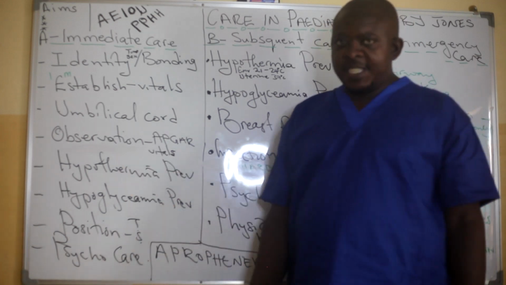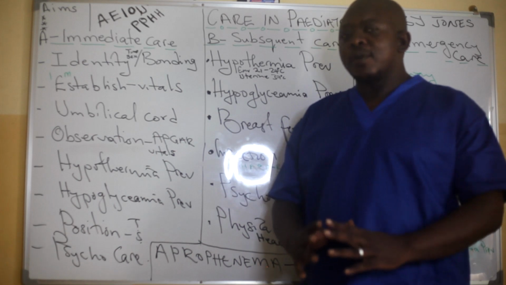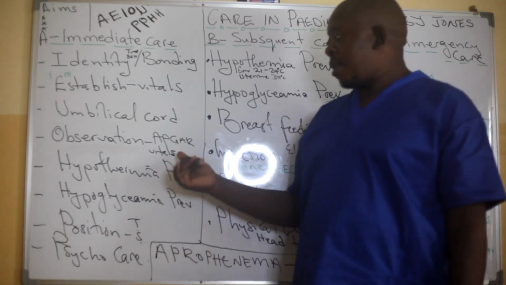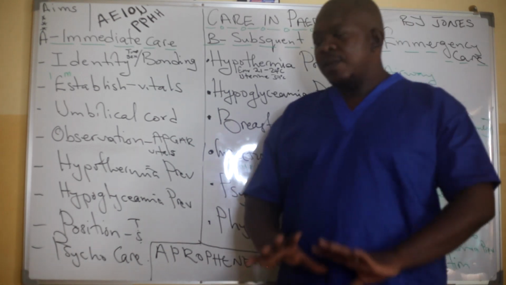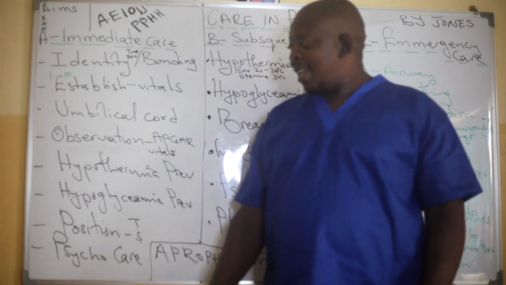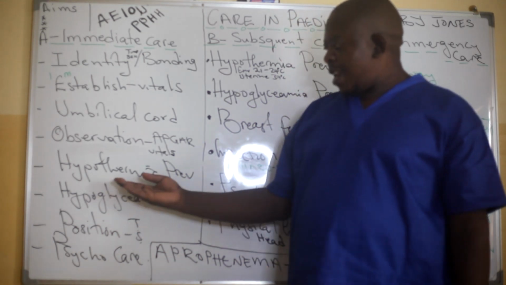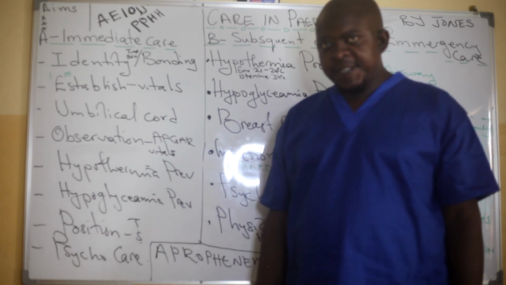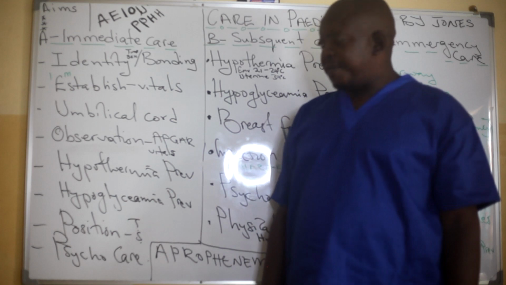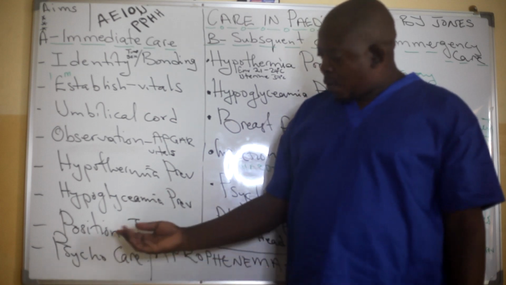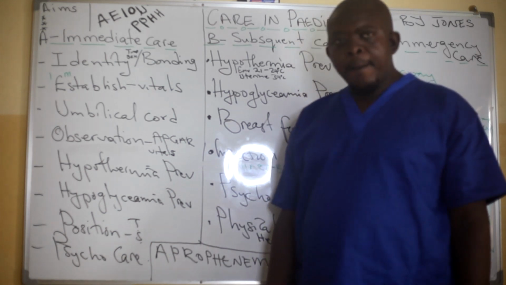Then observation. Under observation mainly is giving the appropriate score of the baby using the Apgar score. Okay? Under observation, we give the baby the appropriate Apgar scoring. Then hypothermia prevention. Apart from that, we have hypoglycemia prevention. Then we have position and psychological care.